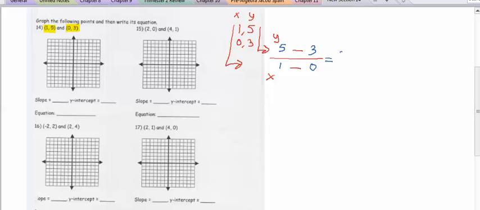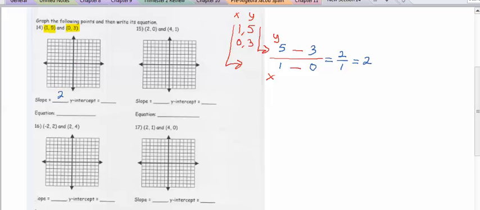Now I just do the math. 5 minus 3 is 2. 1 minus 0 is 1. So I have a slope of 2. Okay, so now I'm going to put that in there. I'm going to verify by now graphing my points.